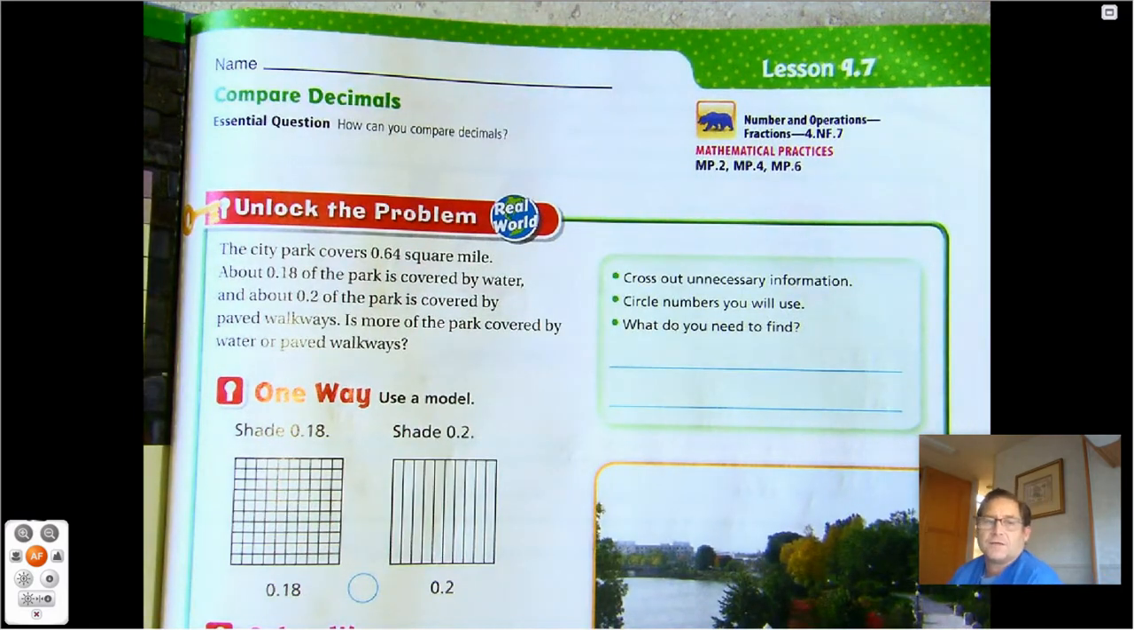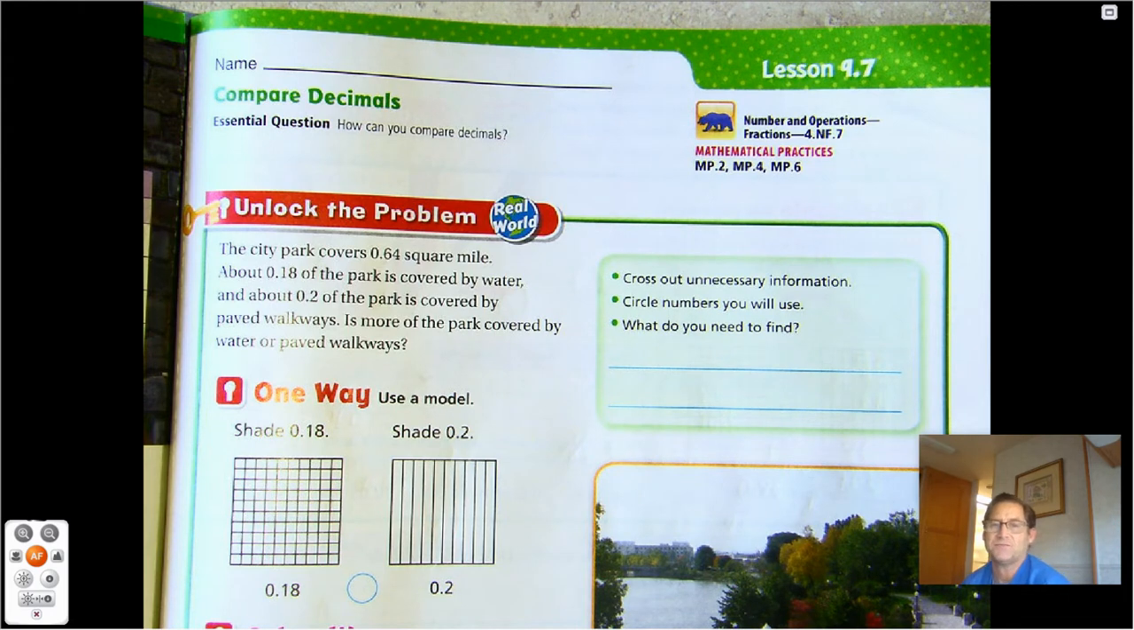Hello, everybody. All right, so we're going to continue with the last lesson of Chapter 9. We're going to be comparing decimals. We're on page 385 of your textbook.